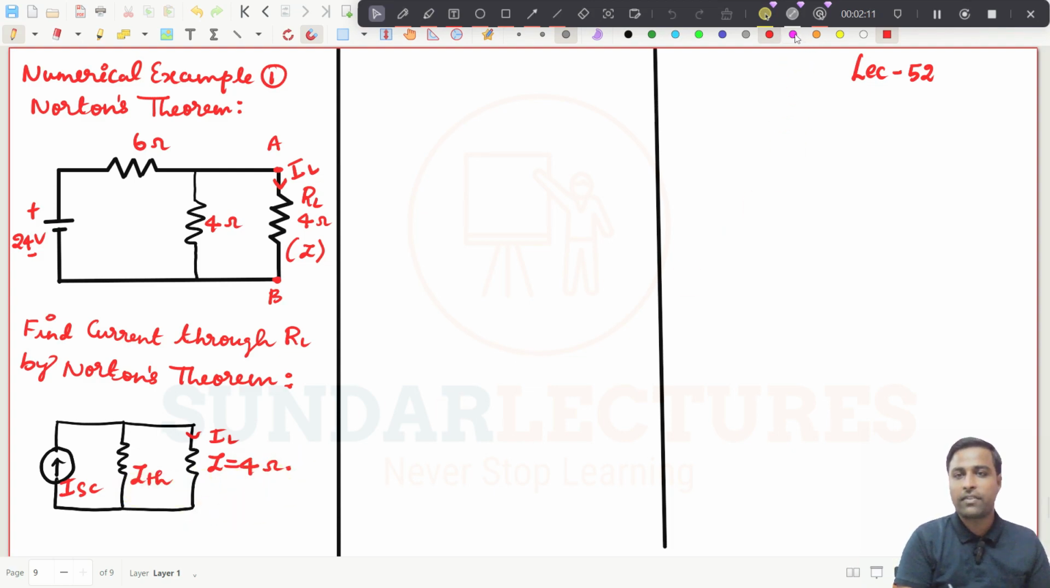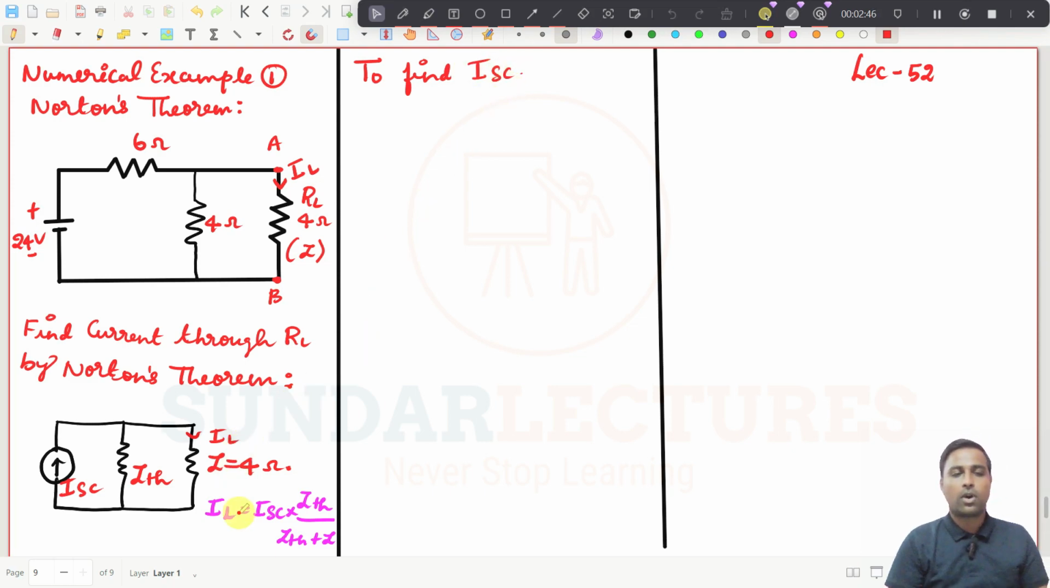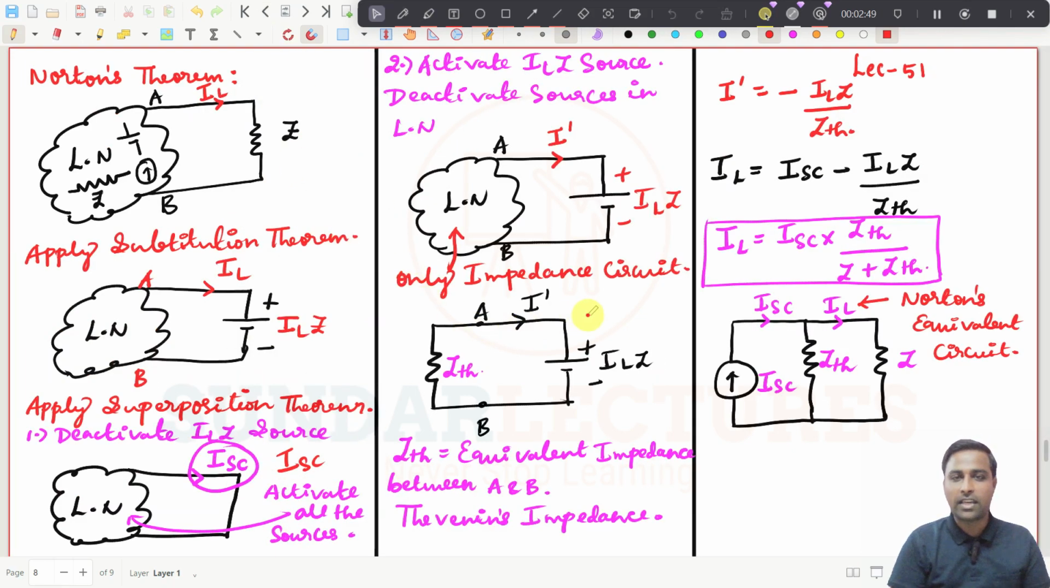And what is the formula? We have already seen it: IL is equal to ISC into ZTH divided by ZTH plus Z. So we know this formula too. Now we know what Z is, that is not an issue, and we need to find ISC and ZTH. So first we try to find ISC. How will you find ISC?